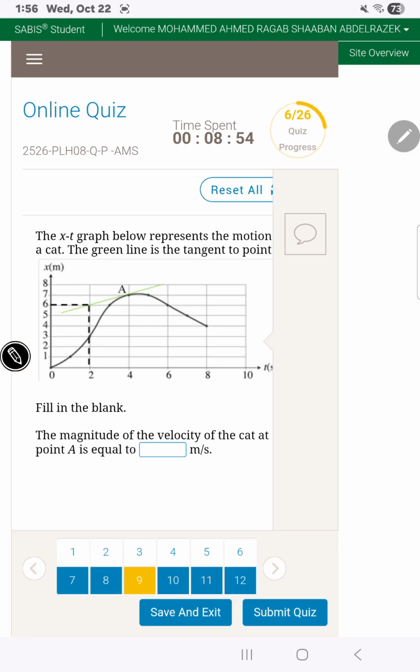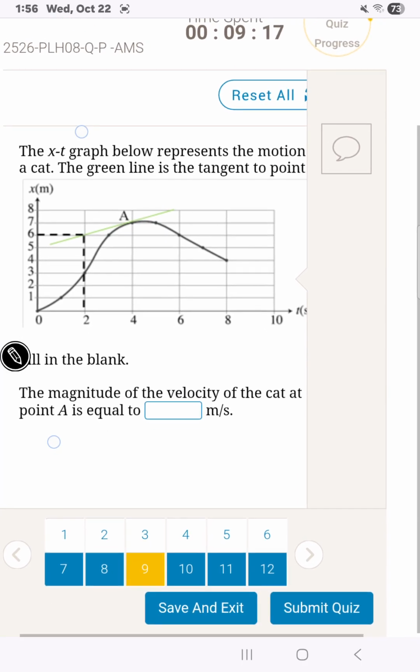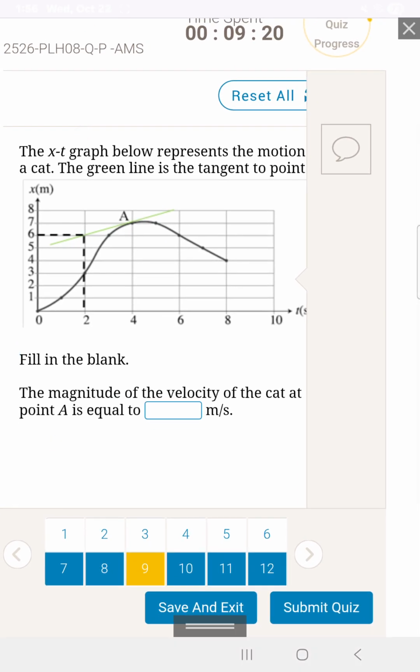Number 9. The x-t graph below represents the motion of a car. The green line is tangent to the point. So the point is (4, 7). What is the magnitude of the velocity of the car at A? This means we are looking for instantaneous velocity. So to find instantaneous velocity here, you have to find the slope of the tangent. So as we said, instantaneous velocity equals slope. So velocity equals slope.